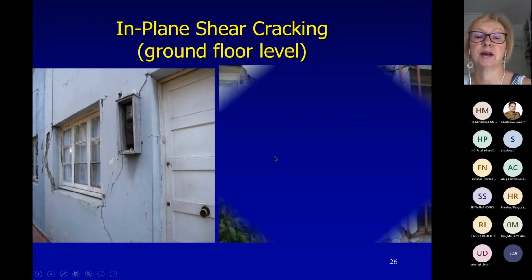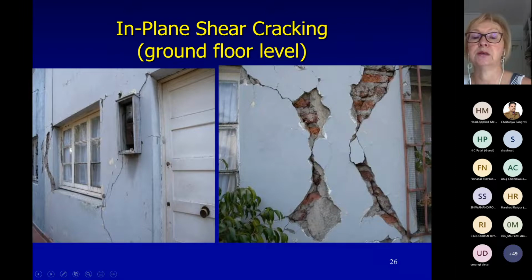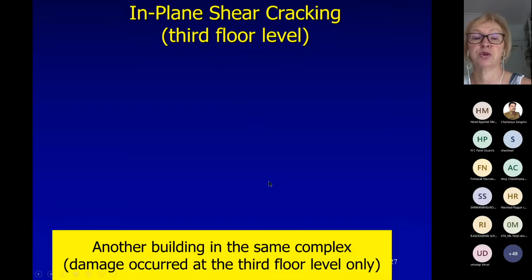This was all shear cracking, and this is cracking in the piers between two openings. So you can see plaster has fallen out. There is damage, but this was probably repairable damage, and the building continued to be used after the earthquake. In fact, it was used. I was there after 5 months, and people were living in this building, so they were not vacated.